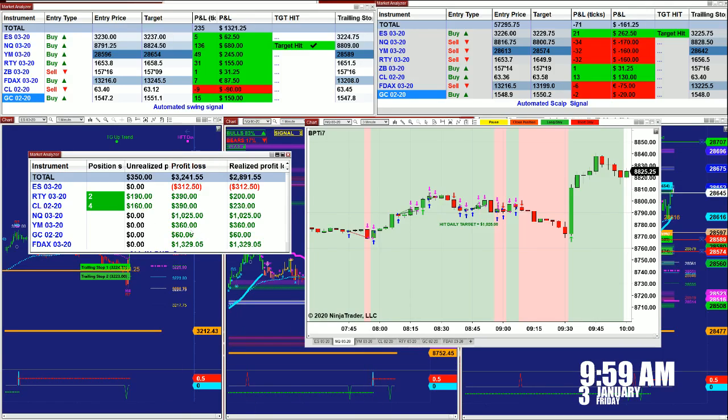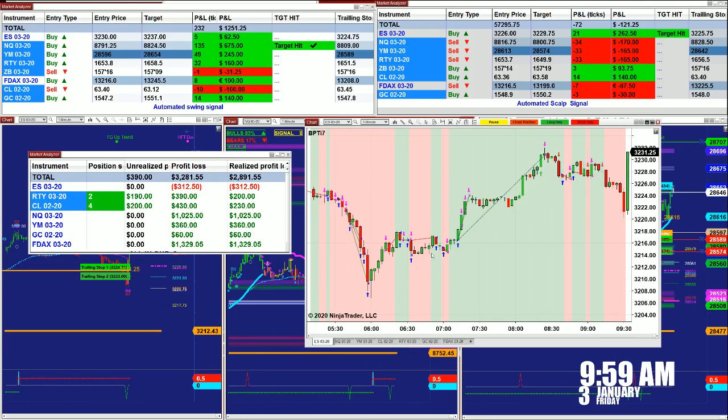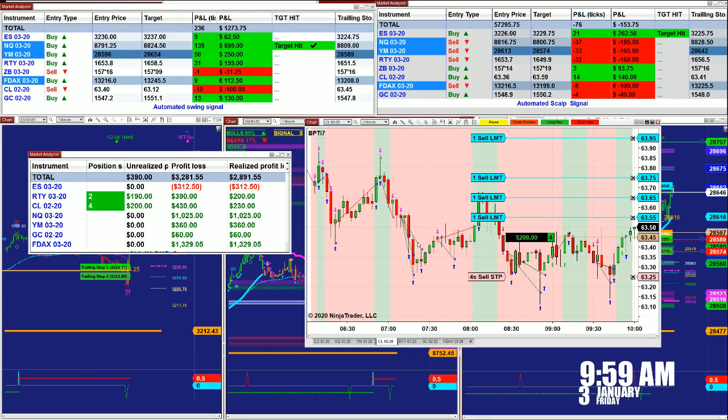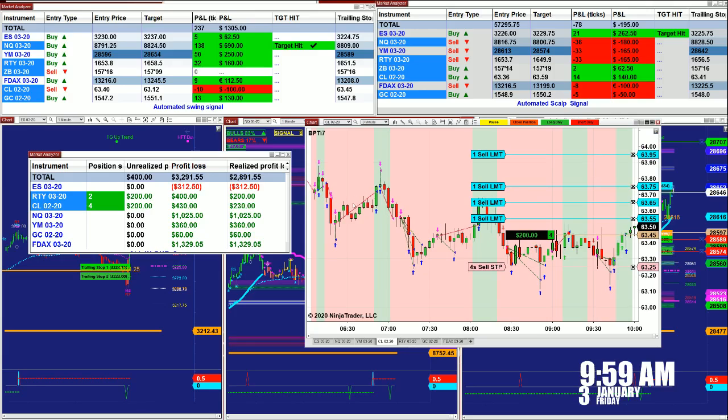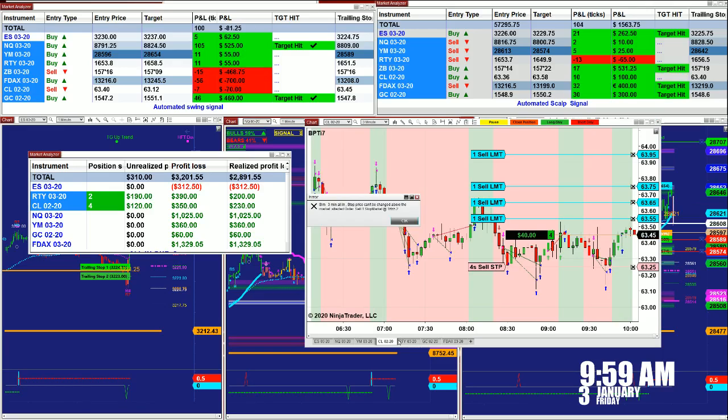This is the performance at the moment, and of course over the weekend I will be working on it. You can take one contract, you can take two contracts, you can take four contracts, you can take 10 contracts, whatever you want. But I cannot close my NinjaTrader right now.